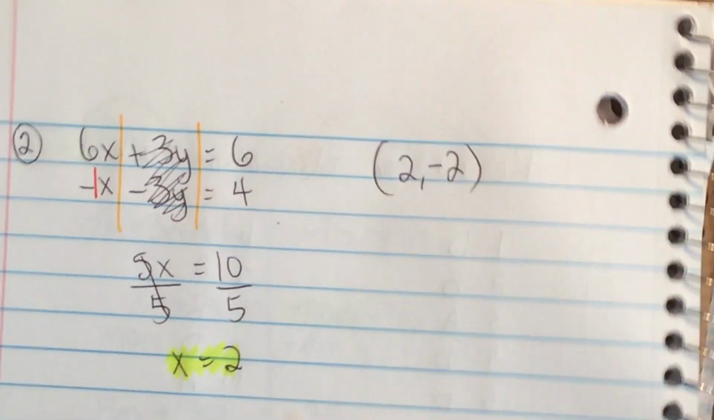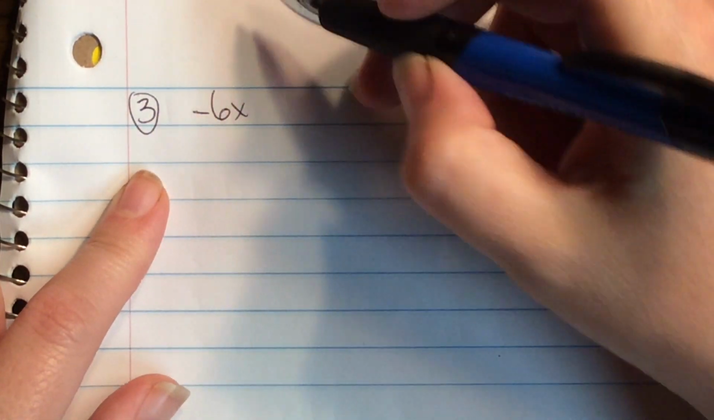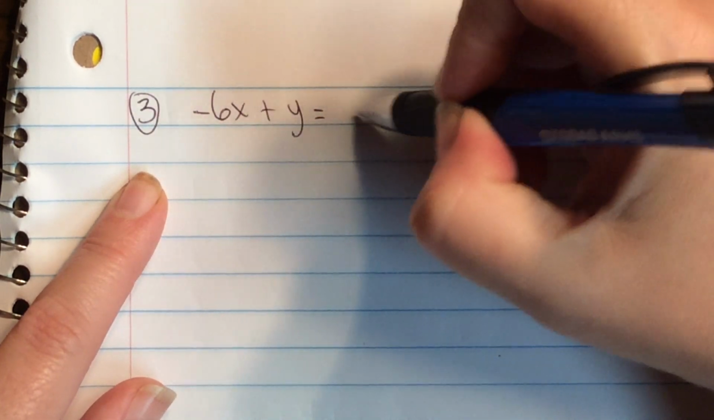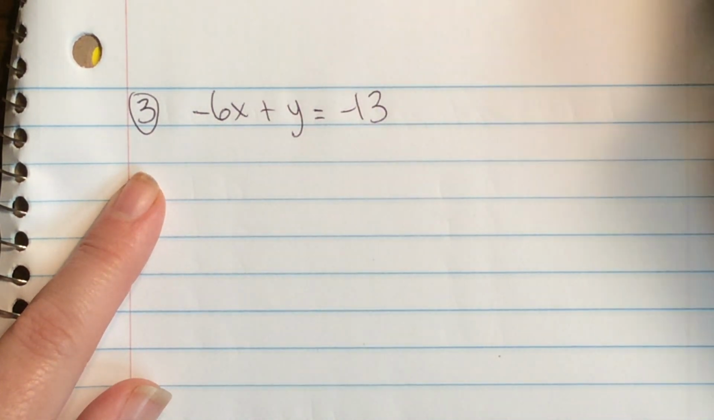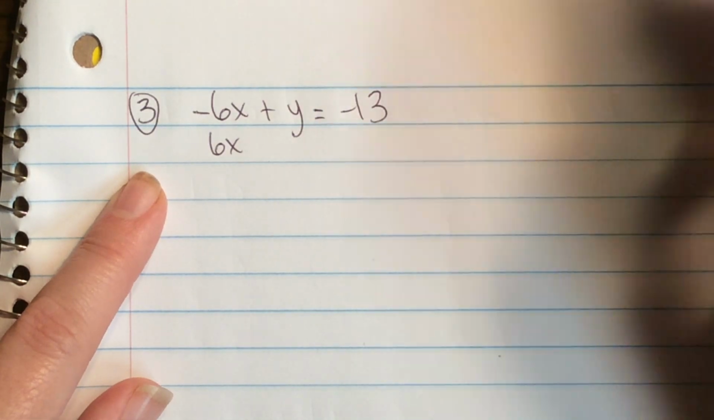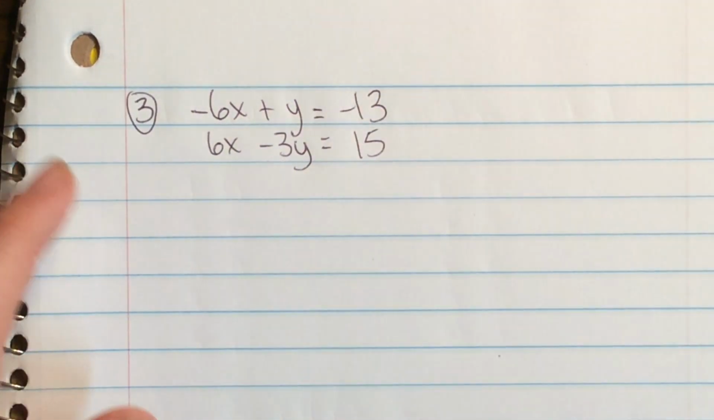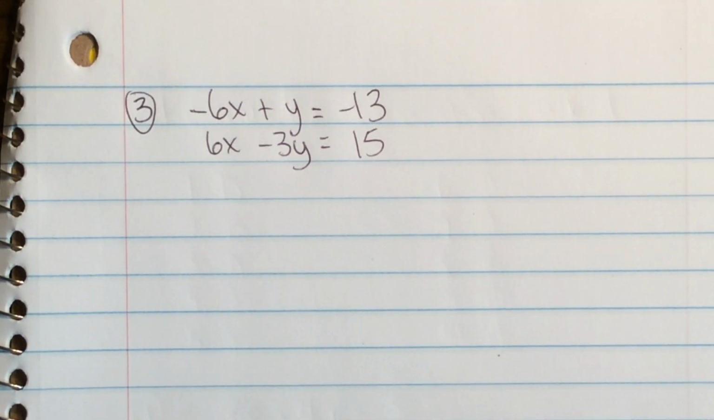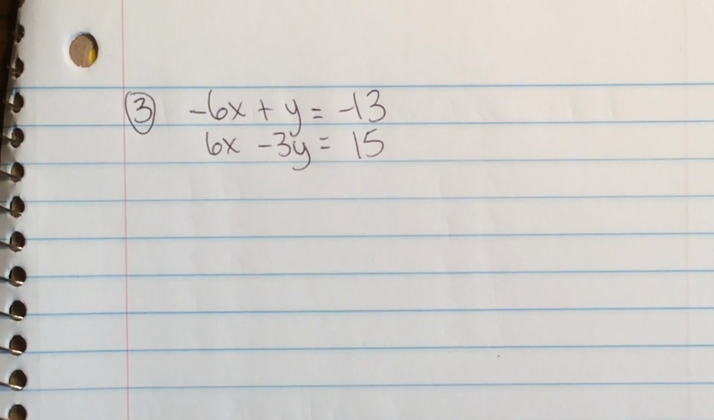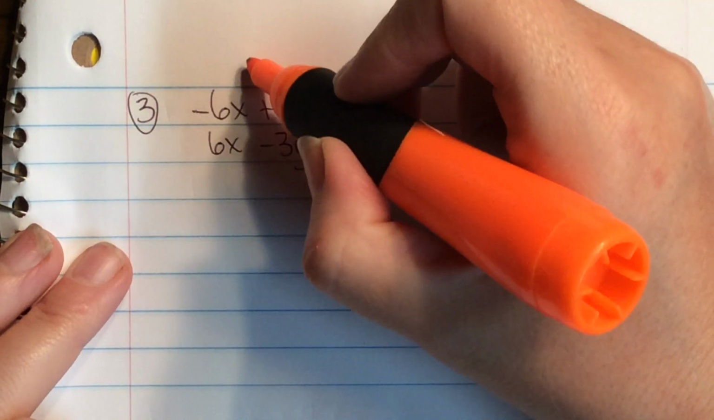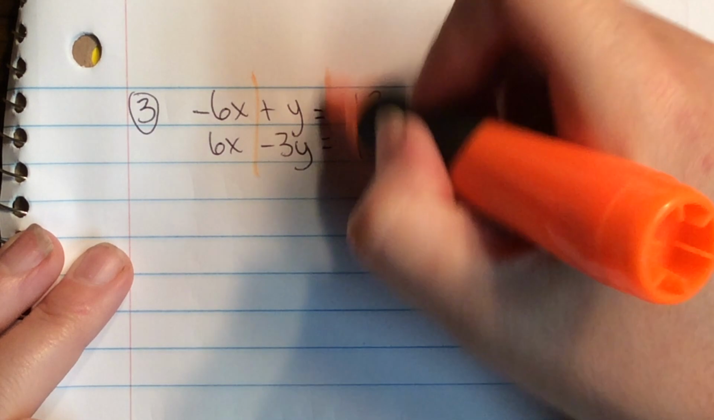Okay, number 3. I'm using about a page of problem here. We're burning through paper. And then I have 6x minus 3y equals 15. Okay, I'm going to draw my lines here. Well, I just lost it. Okay.